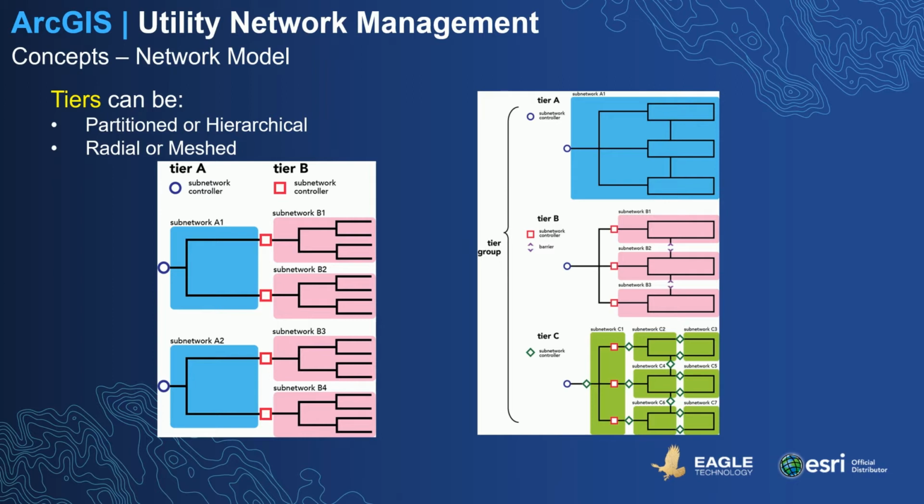Hierarchical tiers would generally be used for mesh networks like water or gas distribution, where each are defined by certain properties such as different districts, pressure, or isolation zones.